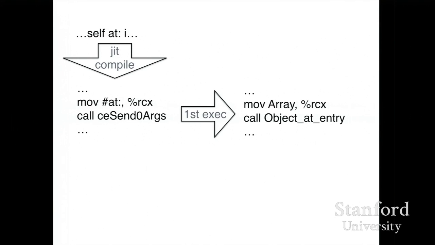So now RCX will have an array, and we'll go to the entry point of the array method. And what that will do is, given that self is in a dedicated register, it will find out the class of self, which is the class of self at this send, not the send at the time when we compiled. And it simply compares the two. And if the two are the same, then execution continues.